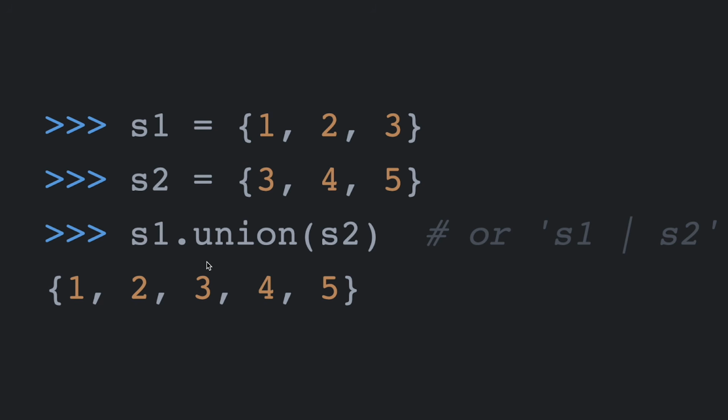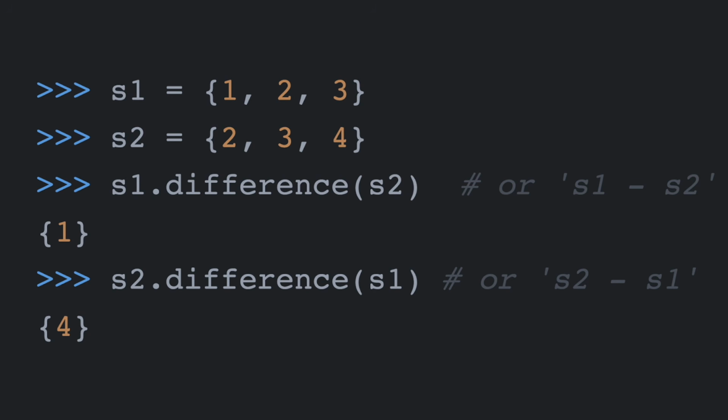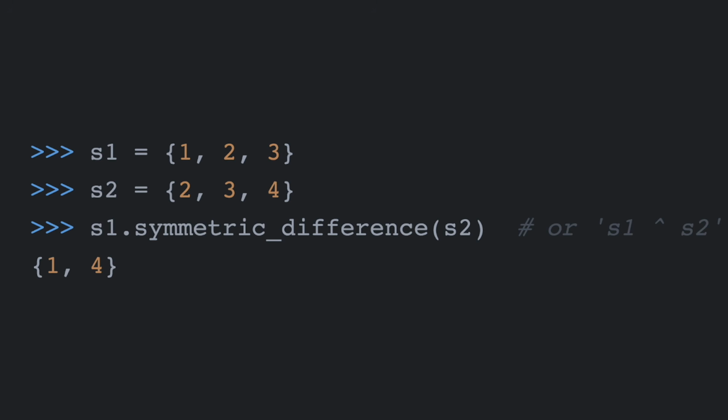The .union method will create a new set that contains all the elements from the sets provided. The .intersection method will return a set containing only the elements that are common to all of them. The difference method will return only the elements that are unique to the first set. And the symmetric difference method will return all the elements that are not common between them.